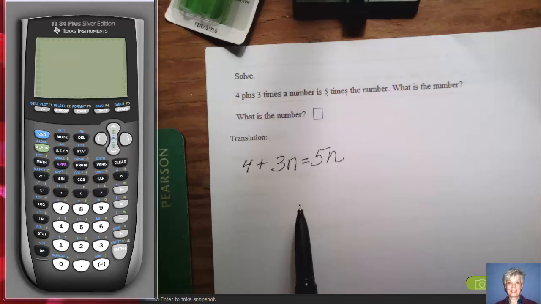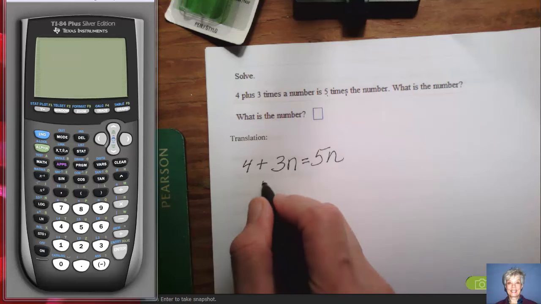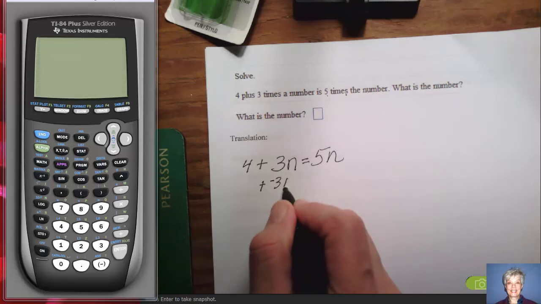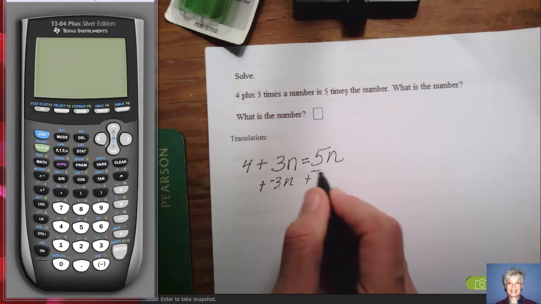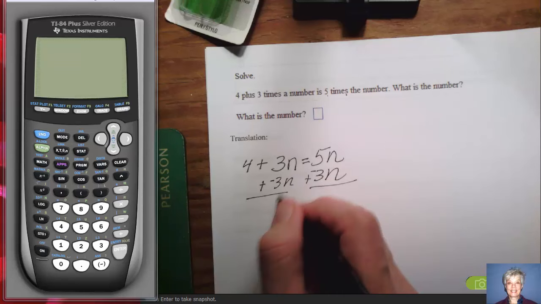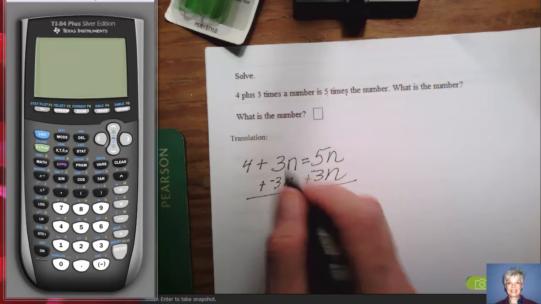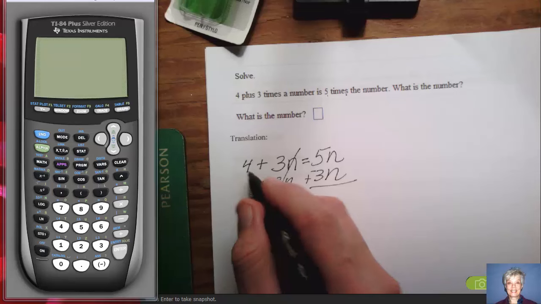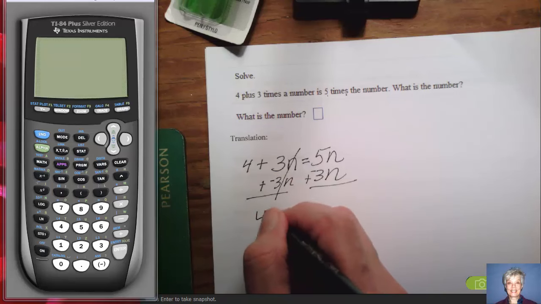We're going to have to solve the equation. Let's do it. I'm going to add negative 3n to both sides of the equation, so that I can zero this out. When you add opposites, you get 0. I'm going to be left with a 4 over here.